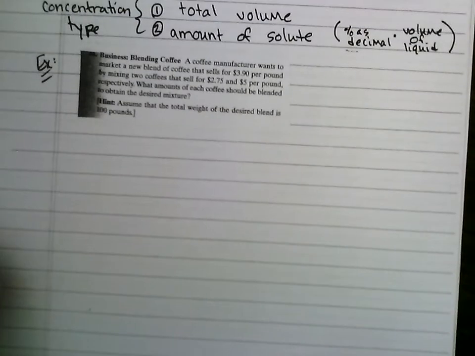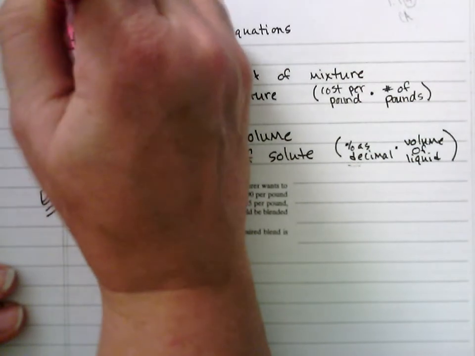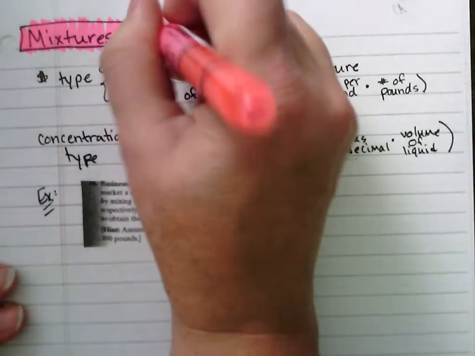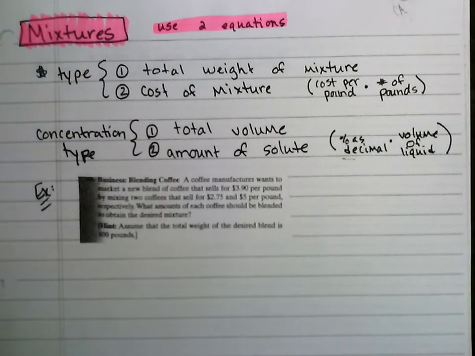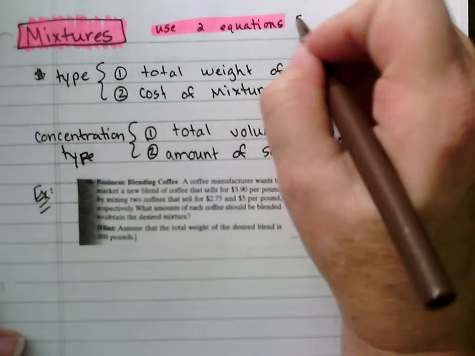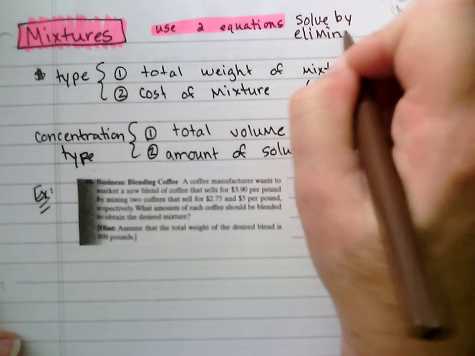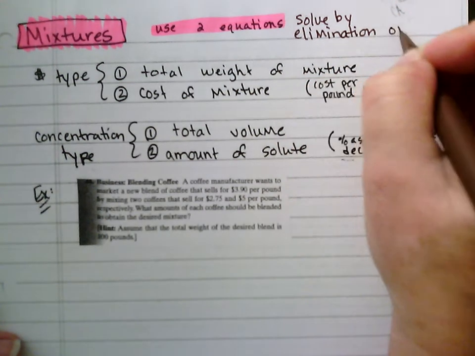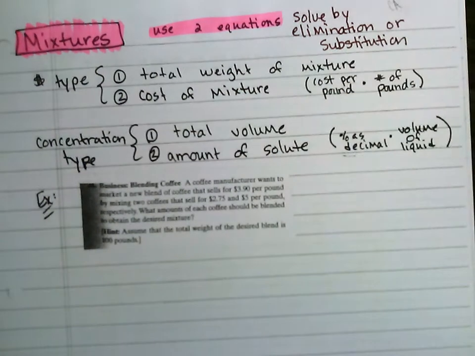The next type of problem we have are mixture problems. And those are going to have a variety of applications. Mixture problems are going to use 2 equations. So we're going to actually have a system of equations that we will solve either by elimination or substitution. So we'll get to look at those a little bit.